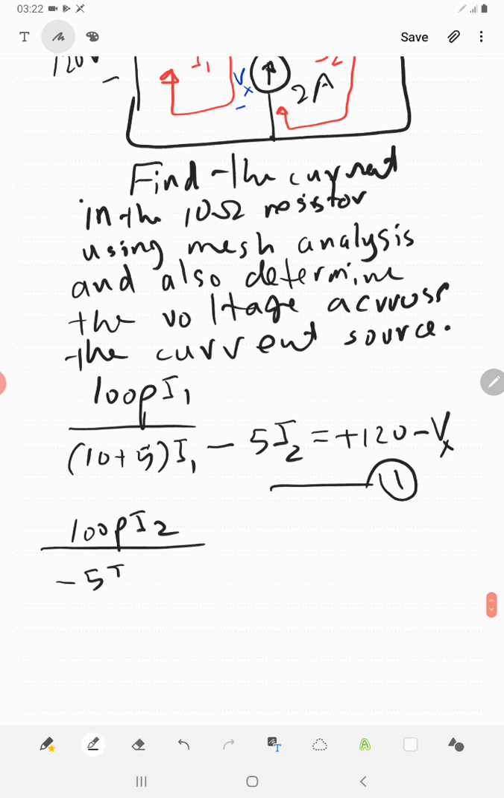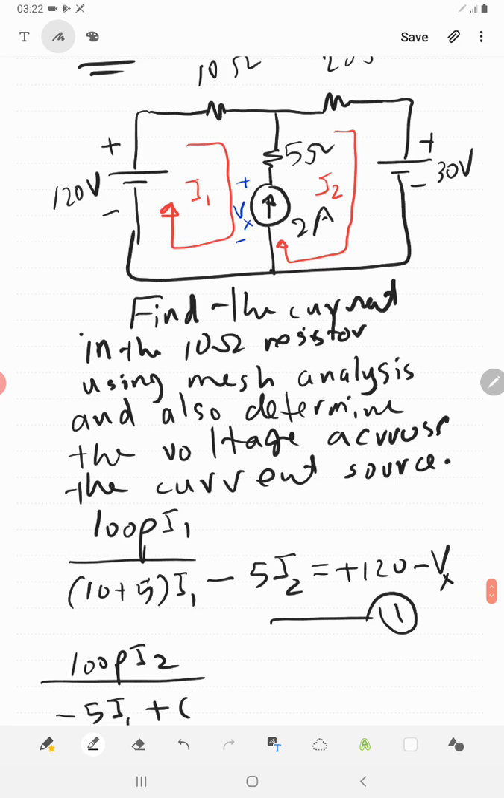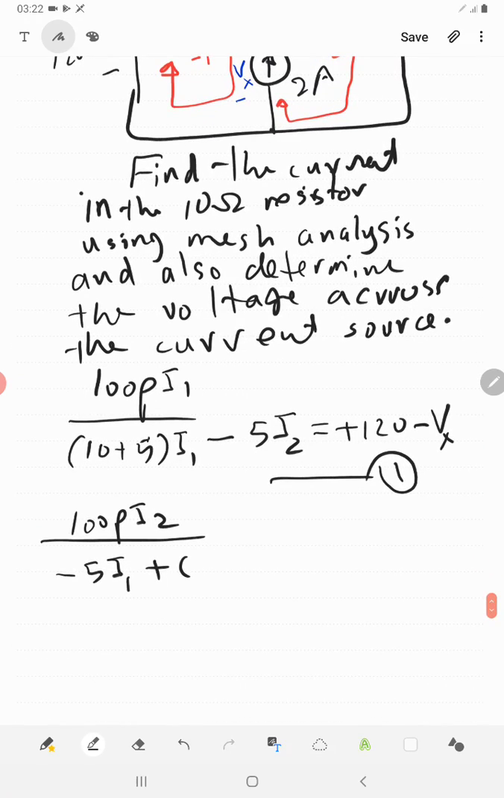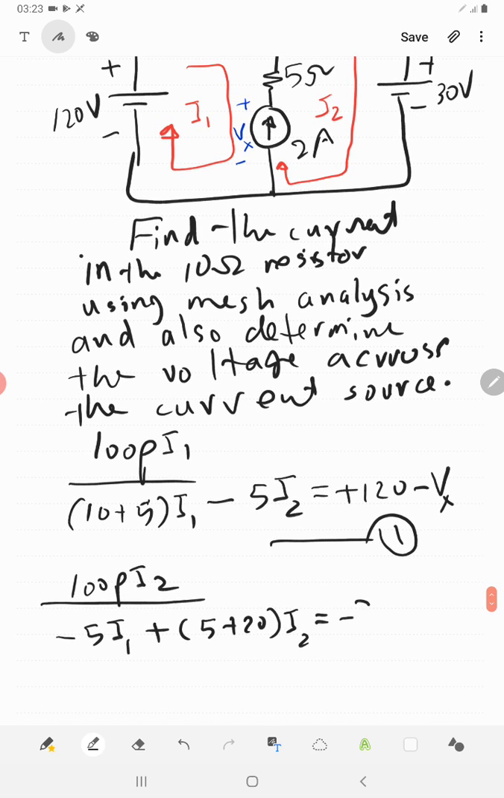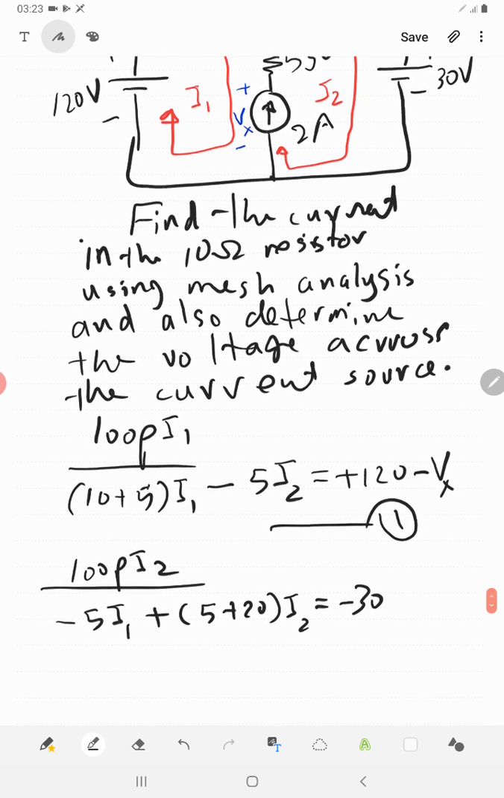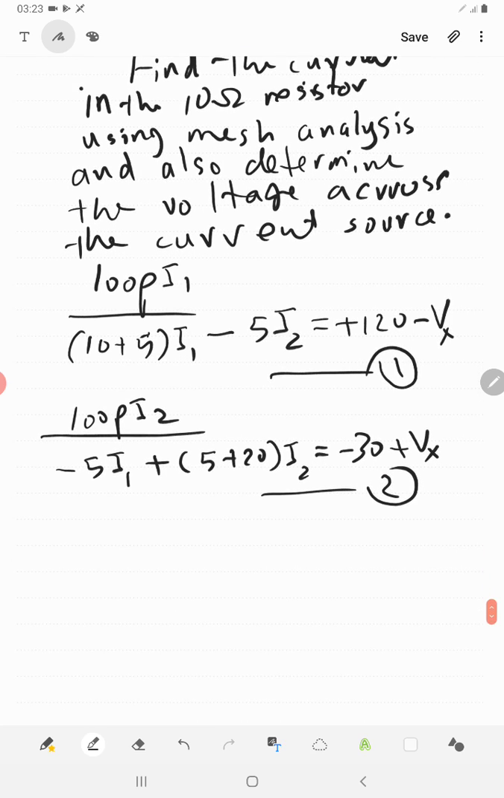Now let's go to loop I2. Minus 5 I1 plus, since I2 shares with I1 through the 5 ohms resistor, and we have 5 and 20, so plus 5 plus 20 times I2 is equal to, 30 is in the opposite direction, so minus 30. How about Vx in the same direction? So plus Vx. This is equation 2. Now look at equations 1 and 2. If we add them, we can get rid of Vx.